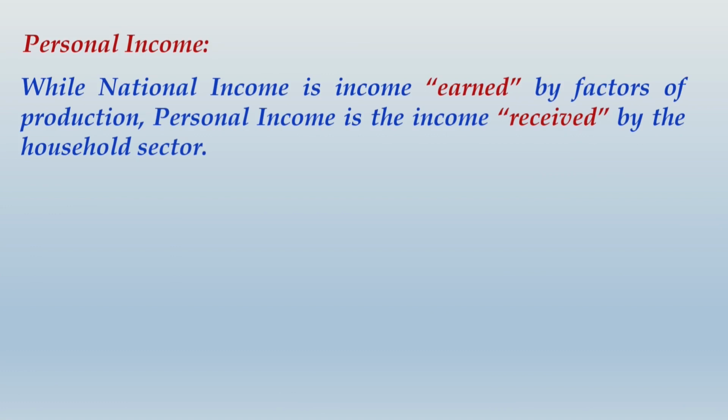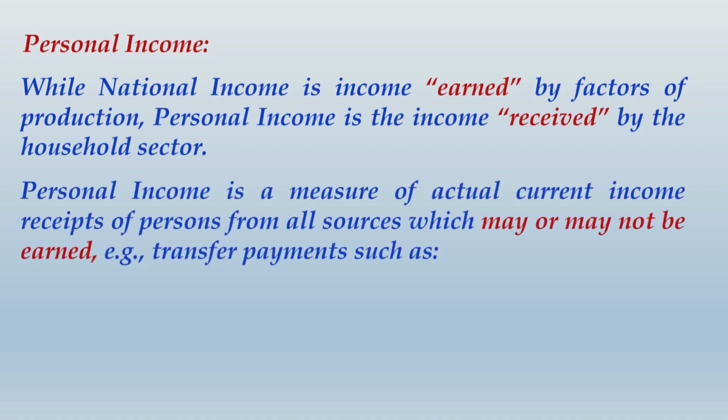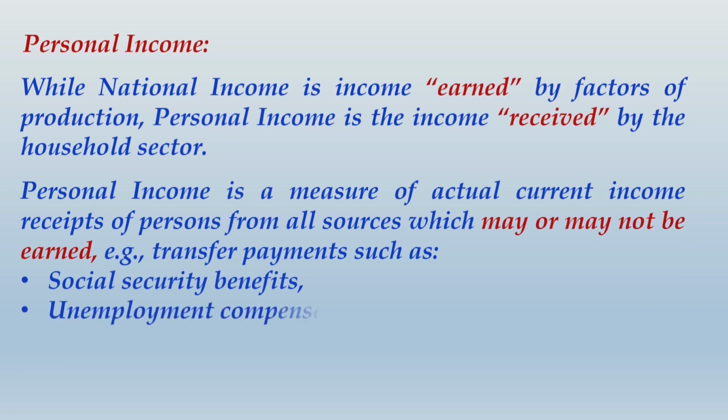So let us first write these notes. Personal income: while national income is income earned by factors of production, personal income is the income received by the household sector. Personal income is a measure of actual current income receipts of persons from all sources which may or may not be earned. For example, transfer payments such as social security benefits, unemployment compensation, welfare payments, etc. So please write up these notes. I have already explained to you. Just write it quickly so that we can move ahead.